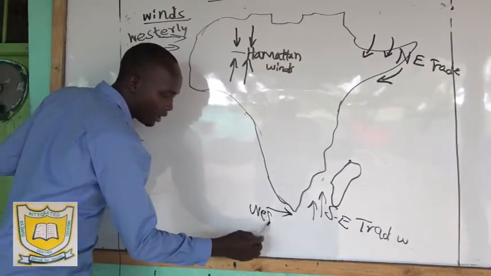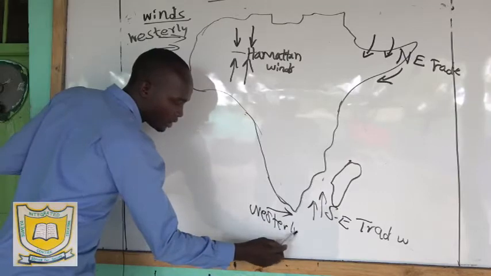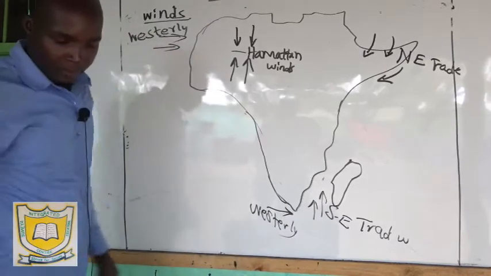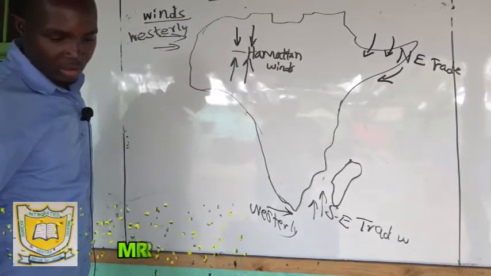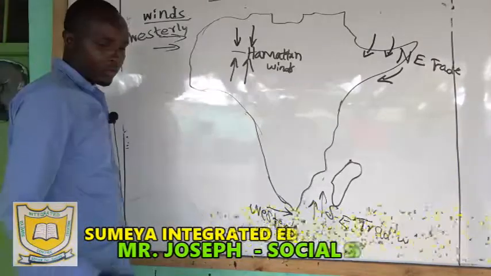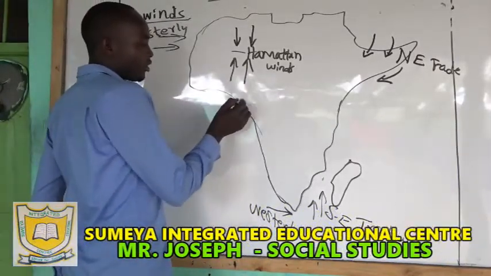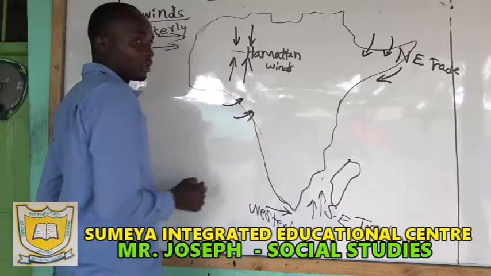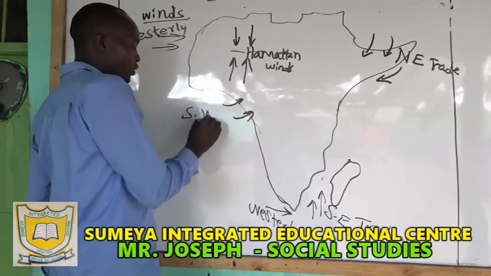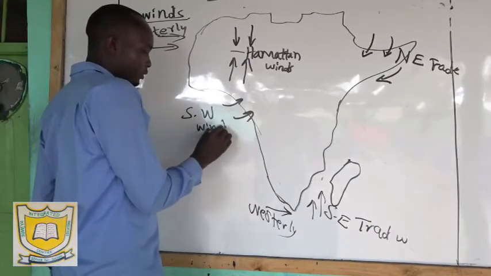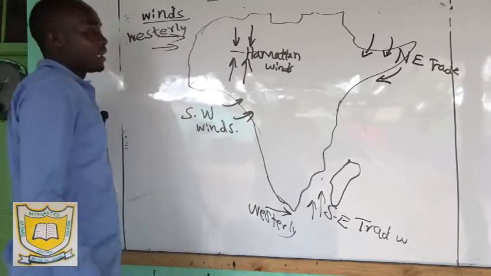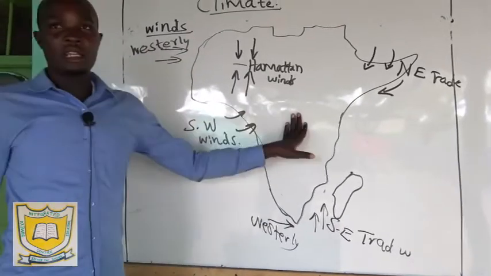Westerly winds. We have also another westerly here. Westerly winds is also here. Then we have another one called southwesterly winds. Southwesterly winds is at the Central Africa here in the Congo Basin region. So this is called southwesterly winds, like that. So we want to look at how this wind affects the climate of a place.